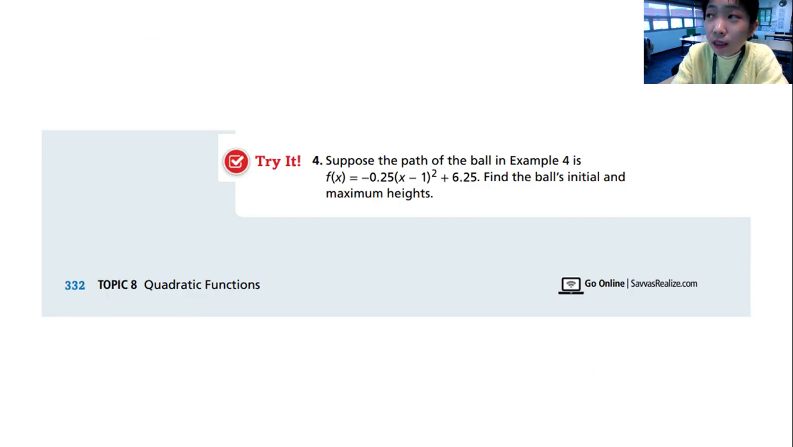So let's try number 4. Suppose the path of the ball in example 4 is in this equation. Find the ball's initial and maximum heights. So if it's initial height, that's when she threw it. That's when she began, right? So when x is equal to 0, what is your height? What is your y value? And what is your maximum height? How do you figure out the maximum height? Figure out the vertex. Because the graph opens downwards, if you figure out the vertex, that would be your maximum height. And you look at the y value, not the x value.